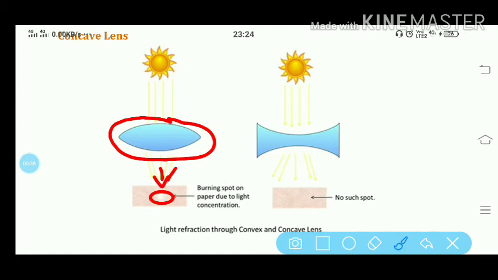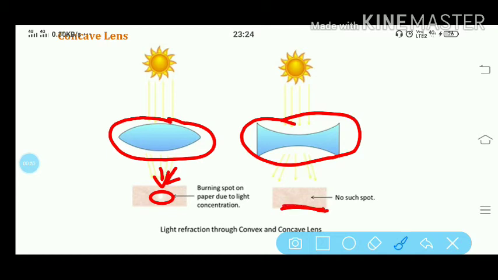Now, when a concave lens is held in front of sunlight and a paper is placed, you will be interested to see the paper is not burning at all. Let us find out why this is happening.